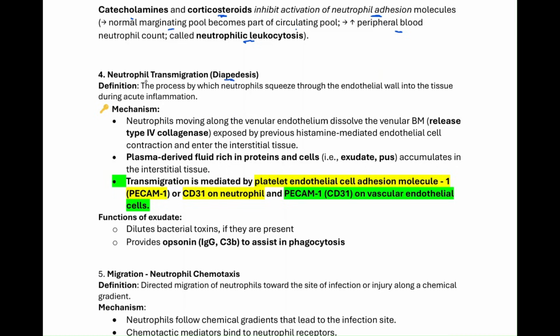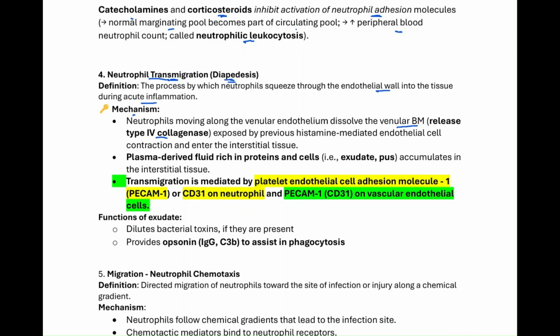So the next step there is going to be neutrophil transmigration, which is also what we call diapedesis. It is the process by which neutrophils squeeze through the endothelial cell into the tissue during acute inflammation. And what are the mechanisms? The neutrophil moving along the venular endothelial cell dissolves the venular basement membrane, and it's going to release type 4 collagenase, because it uses that collagenase to dissolve the basement membrane, exposed by previous histamine-mediated endothelial contraction.